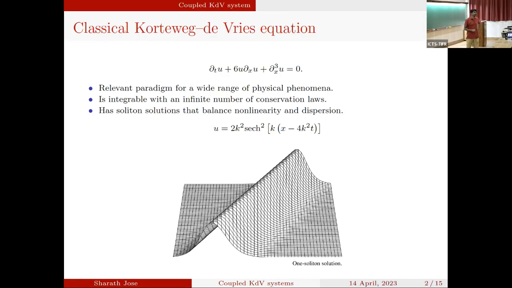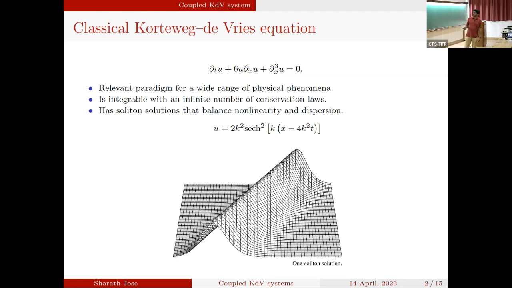This is a prototypical nonlinear wave equation, and this has been seen to be the relevant framework for a wide range of physical phenomena, ranging from geophysical flows, nonlinear optics, and more recently in Bose-Einstein condensates. Another notable feature about this system is that it is integrable and it has an infinite number of conservation laws. Furthermore, it also supports soliton solutions, which entail a balance of nonlinear effects and dispersion.